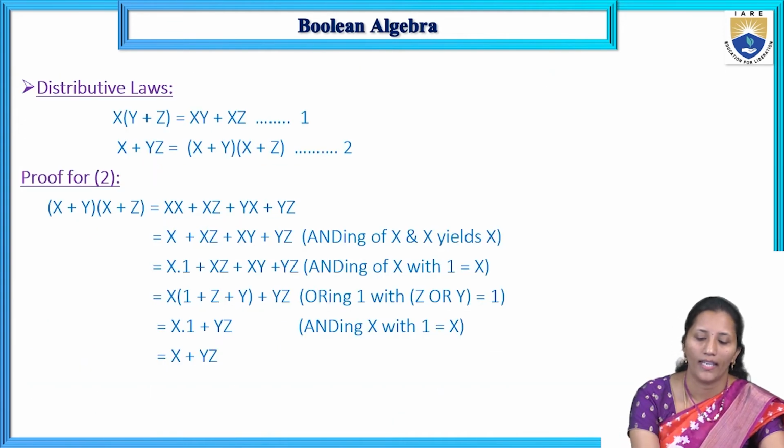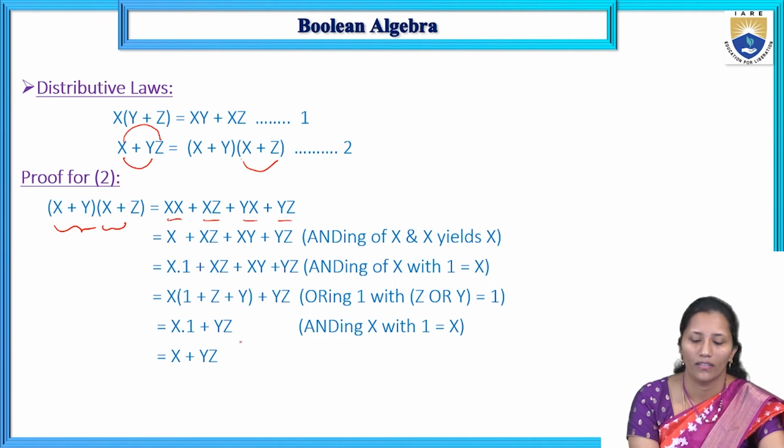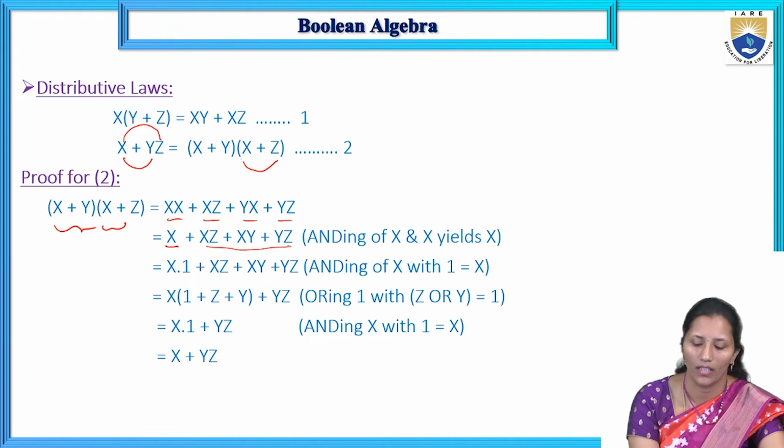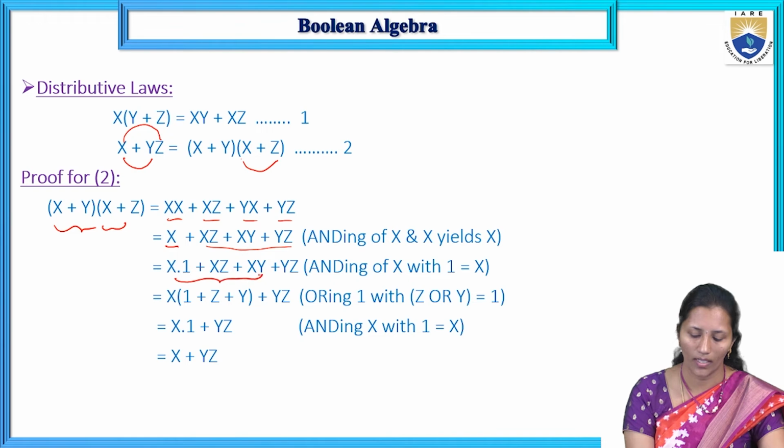Distributive laws: x plus y into z is equal to x plus y into x plus z, and x plus yz is equal to x plus y into x plus z. Proof for this one: we have to multiply these two equations. We will get 4 literals here, product terms. So we know x dot x is equal to x. So xz plus xy plus yz. Keep these terms here like that only. So here x is common in these 3 product terms.